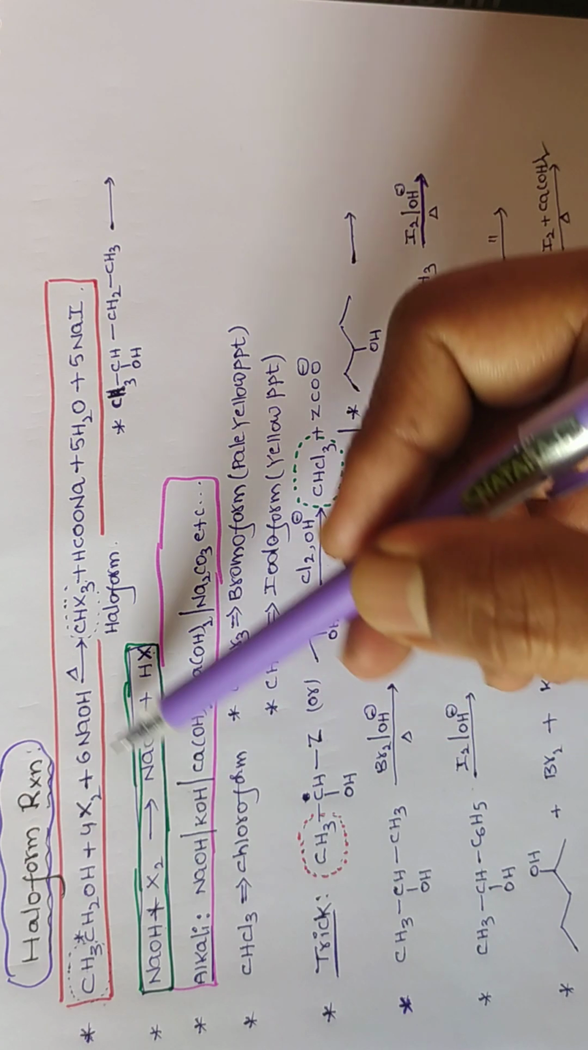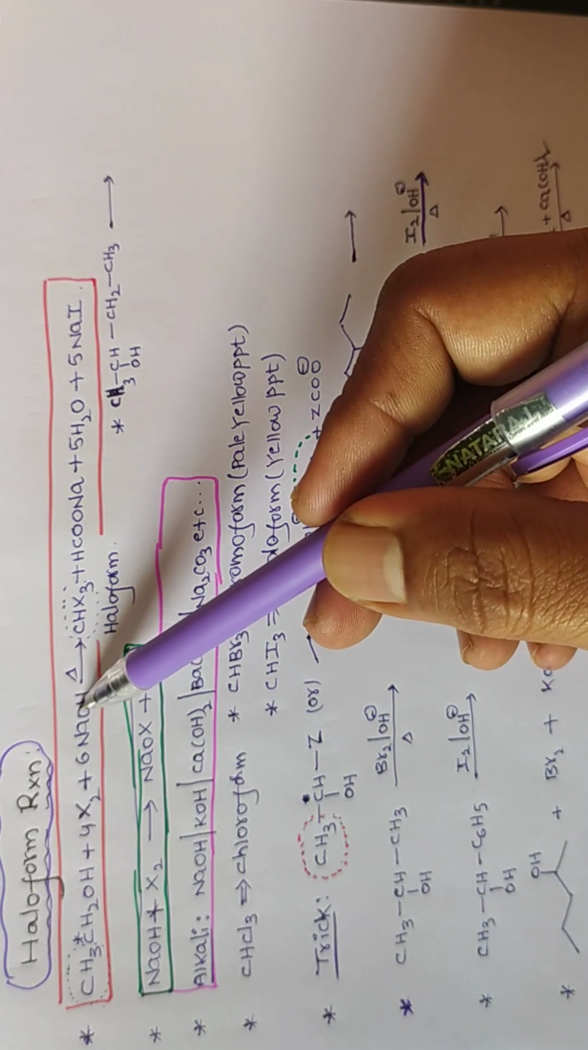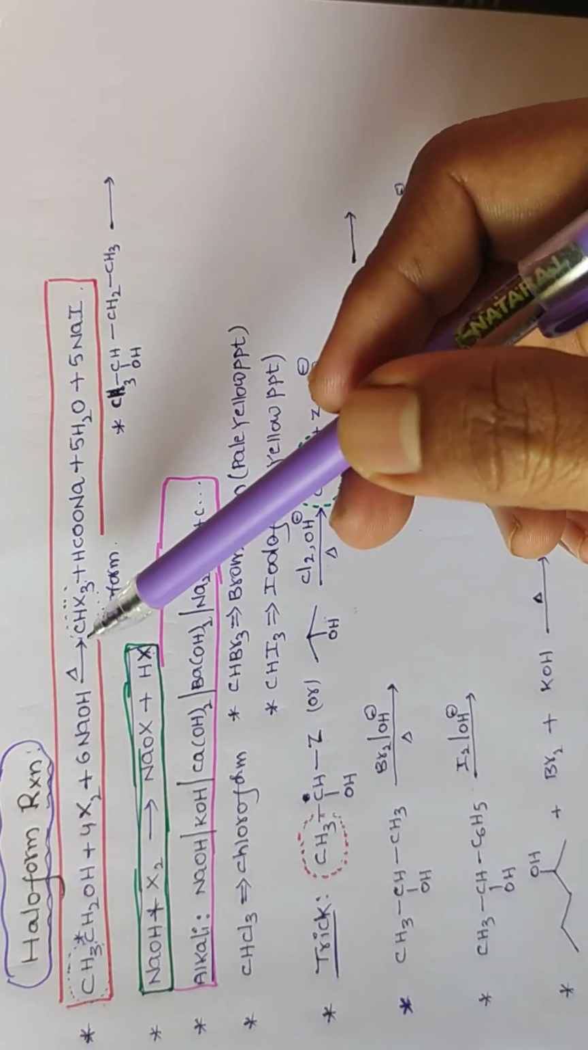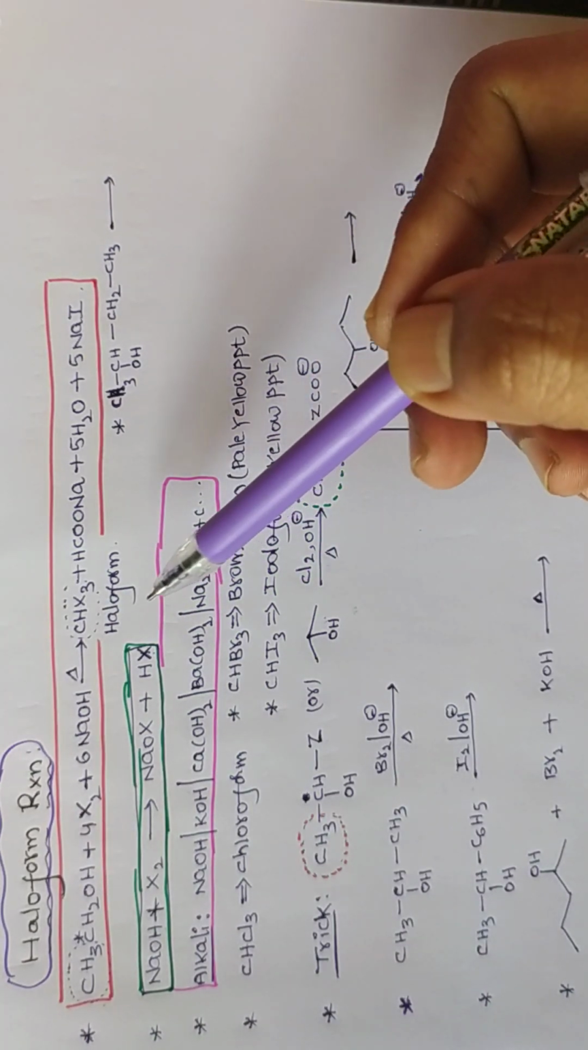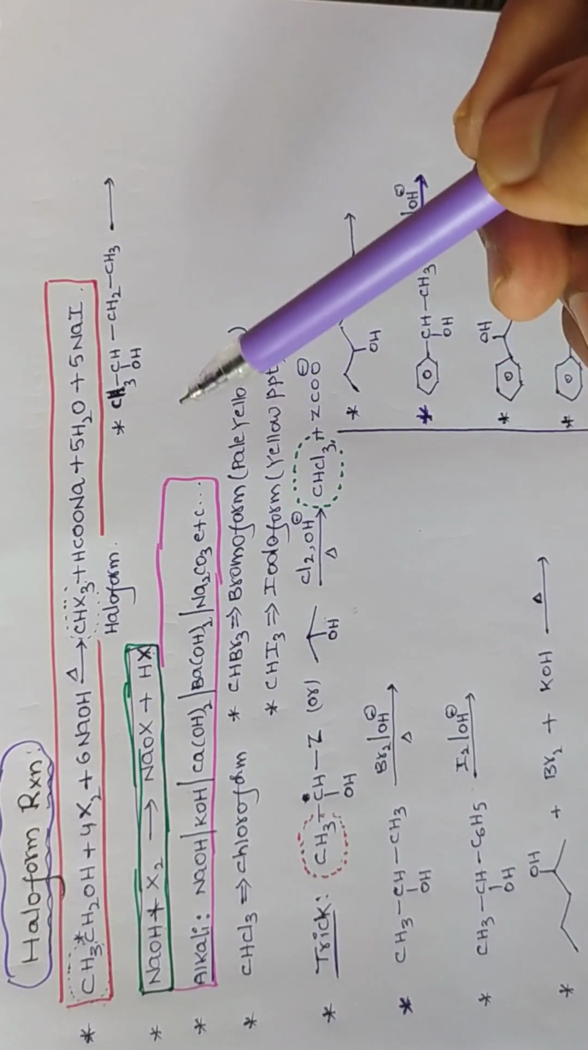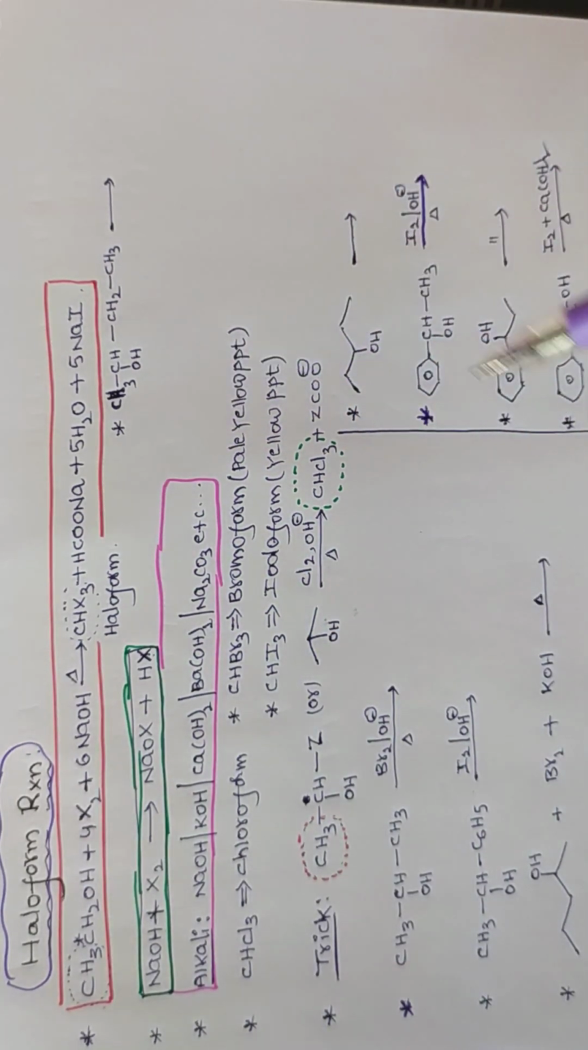Next, instead of this alkali, they may use any one. Either they may ask NaOH, KOH, calcium hydroxide, barium hydroxide, or they may give Na2CO3. Any one of these they can use as the alkali.